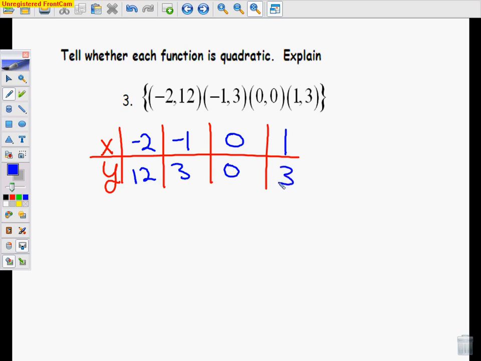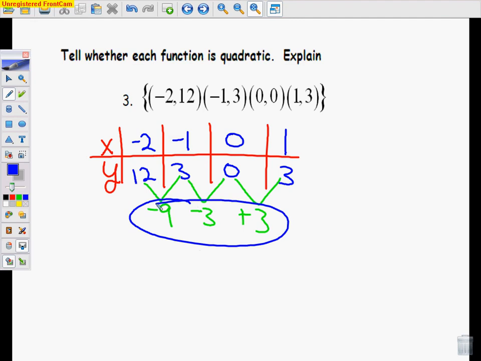Now, in class, I told you guys that if they give you a table, you could tell if a table represents a quadratic function if their second differences are constant. All right, so let's take a look at our differences here. From 12 to 3, we had to subtract 9. From 3 to 0, we had to subtract 3, and from 0 to 3, we had to add 3. These values down here are called our first differences.